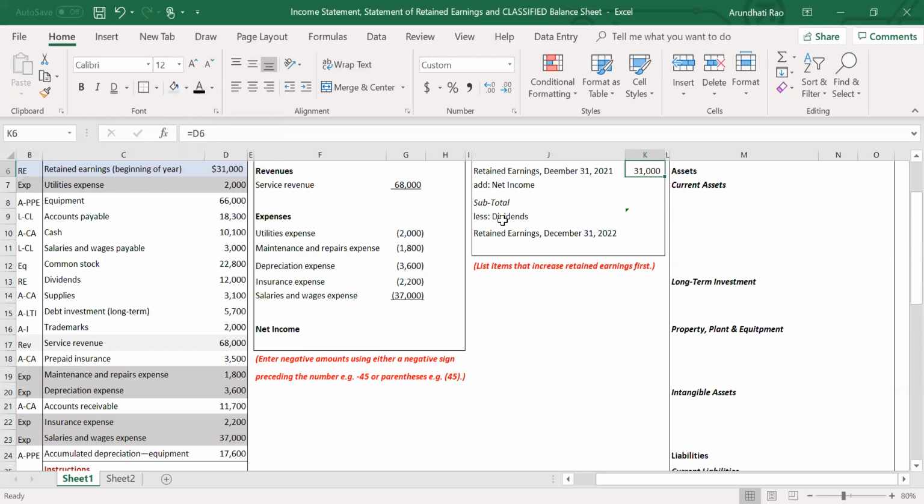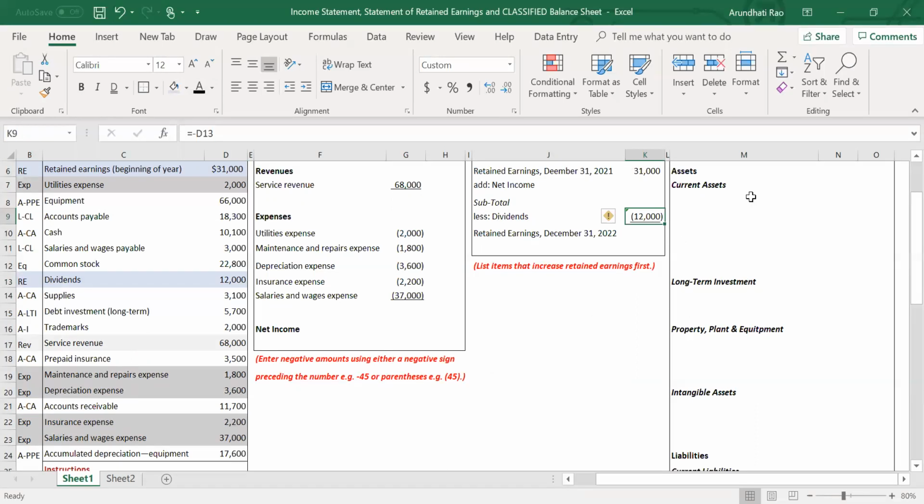Then I need my dividends. Remember, net income is a calculated number. It won't be given to me. So I need to wait to put that in. Dividends, that number has been given to me over here. And I have my dividends. It's listed over there. Now I'll move on to my assets.